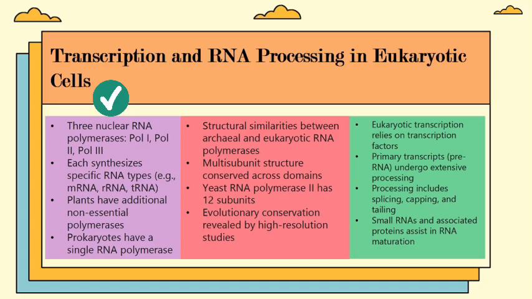So we have three nuclear RNA polymerases: polymerase 1, polymerase 2, and polymerase 3. And each synthesizes a specific RNA type, for example the mRNA, rRNA, and tRNA. And plants have additional non-essential polymerases, and prokaryotes have a single RNA polymerase.